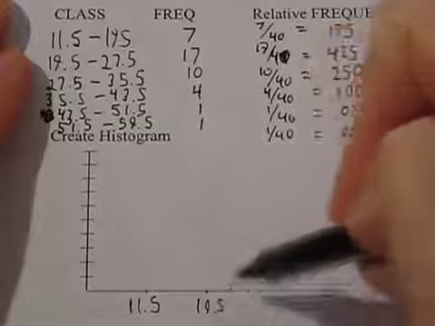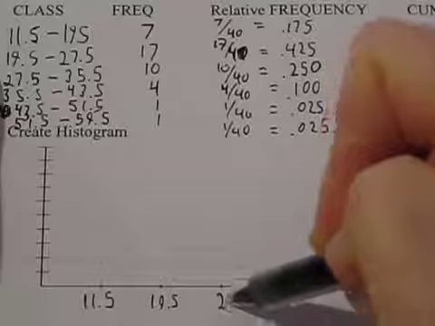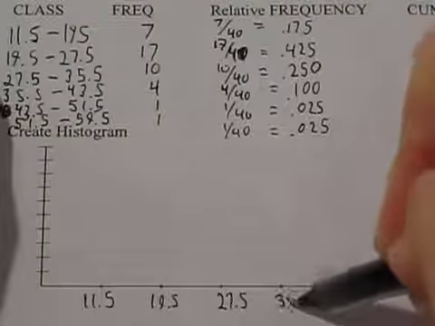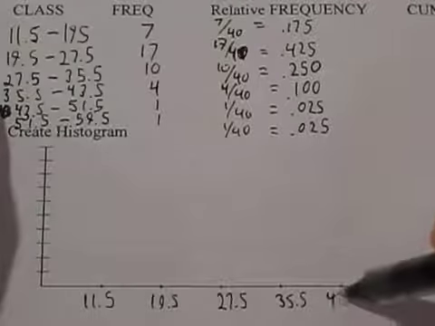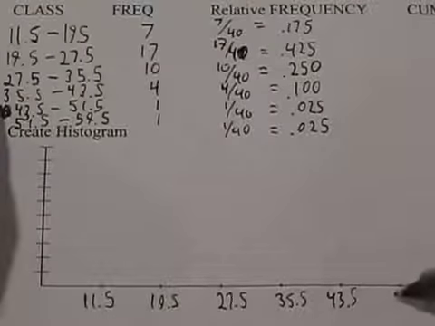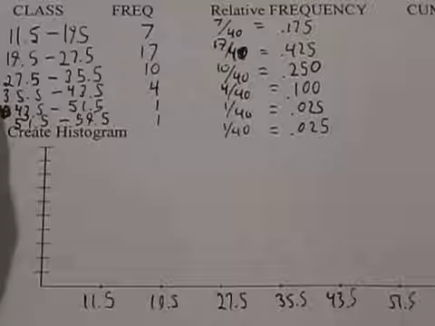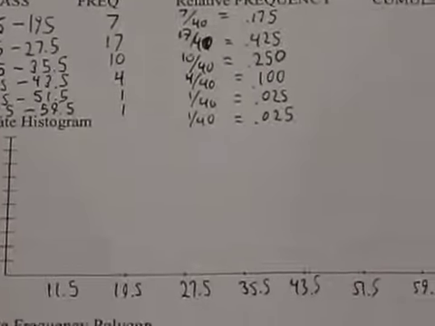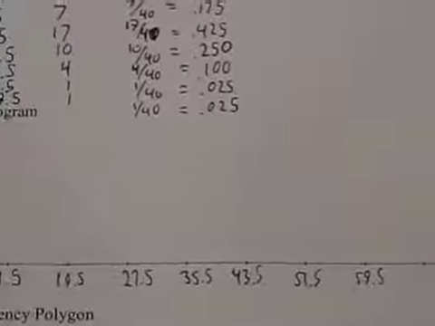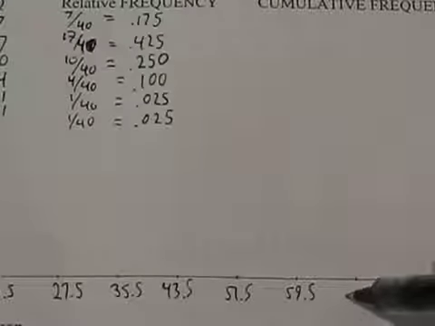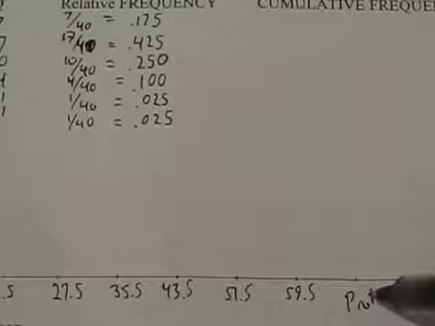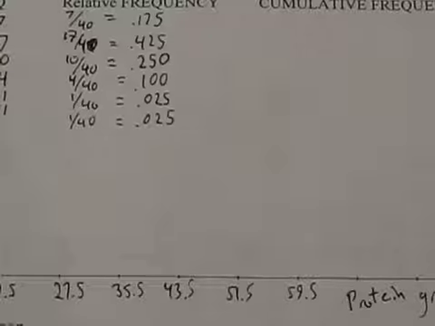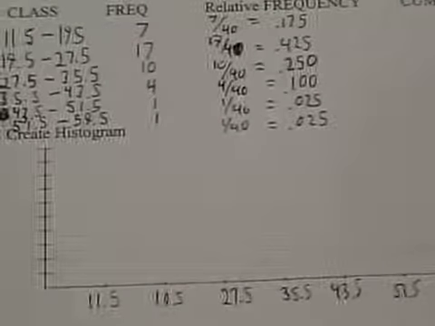And I won't neglect, when I get to the end of this here, to label our x-axis as to what we're talking about. And 43.5, 51.5. Don't forget your upper bound here, 59.5. Okay, that's all in there, and make sure to label your axis. We're talking about protein grams in the fast food. Okay, back to the start here.